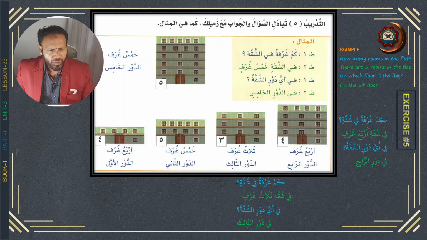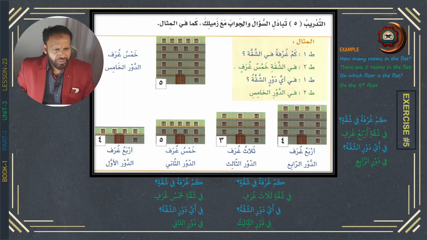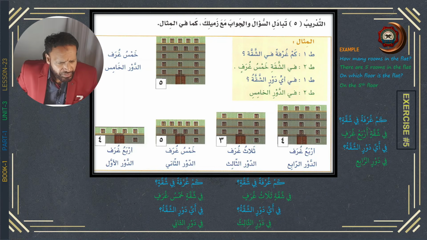Kam ghurfatan fi shakka? Fi shakka khamsu ghurafin. Okay. Then fi ayyi dawrin shakka? Fi dawri thani, in the second floor. Okay.